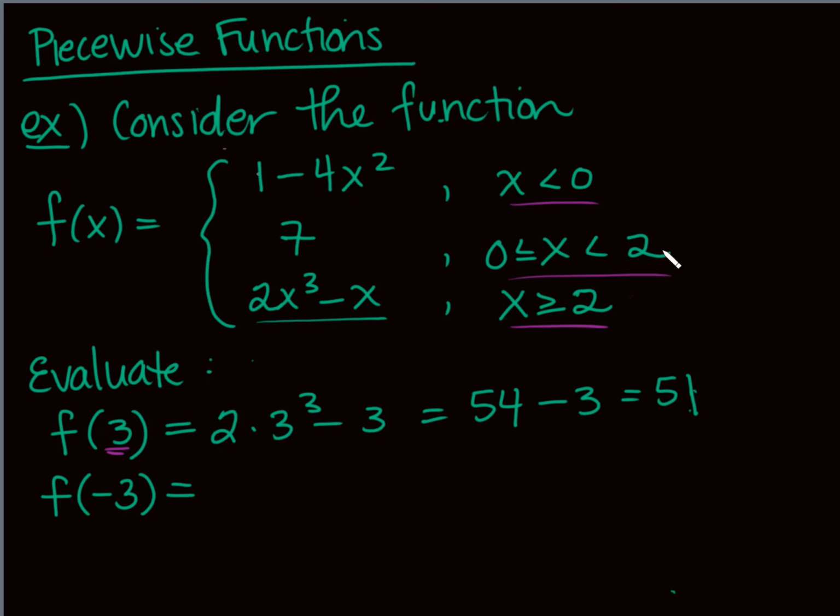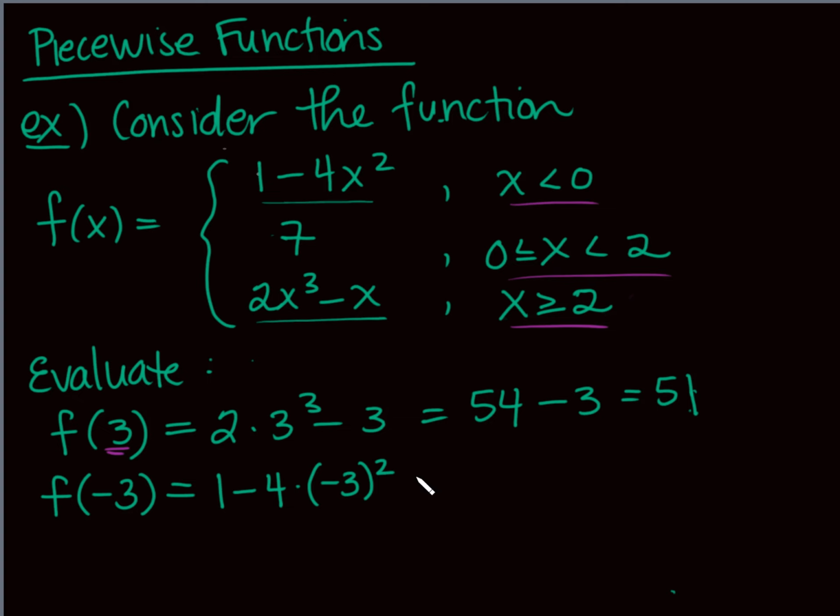Okay, so f of negative 3, again, I look at this. I usually just start at the top and see if it satisfies the first one. Is negative 3 less than 0? It is. So remember, the function doesn't act like any of these other two if we're on that domain where we're less than 0. So negative 3 is less than 0, so I'm going to plug it into this top function. 1 minus 4 times negative 3.